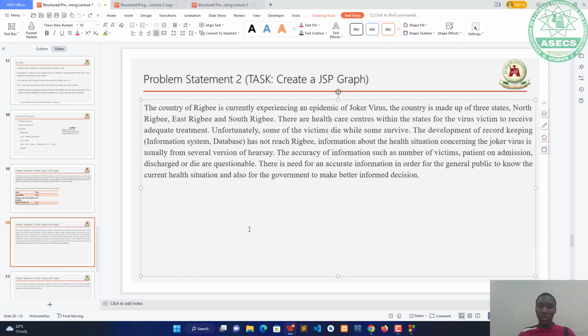Then from there, they will release stats to the public to know the current health situation and also for the government to make better informed decisions.